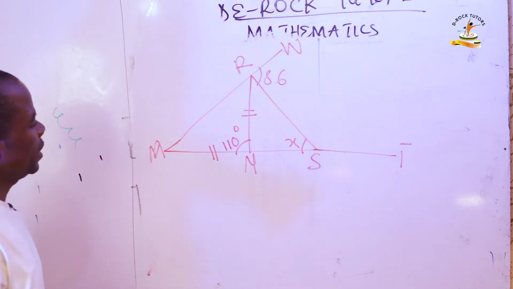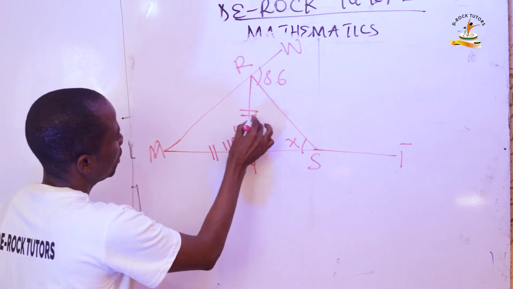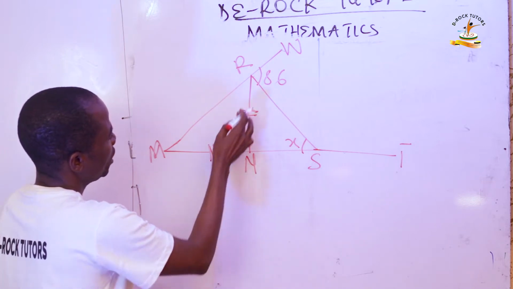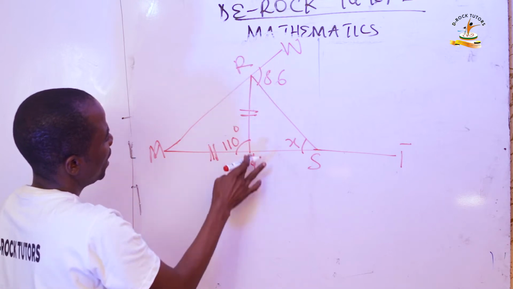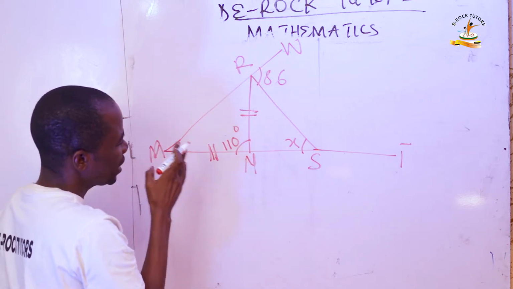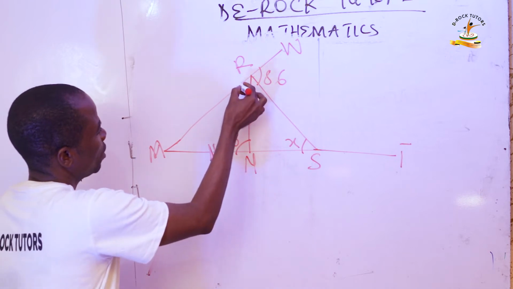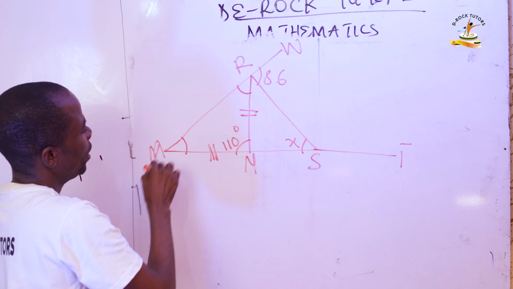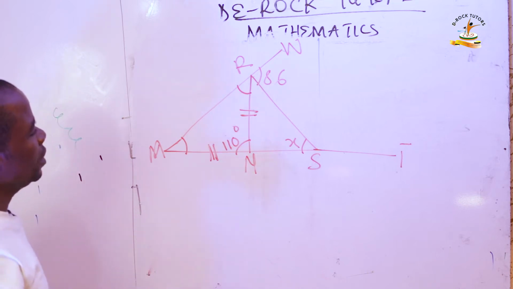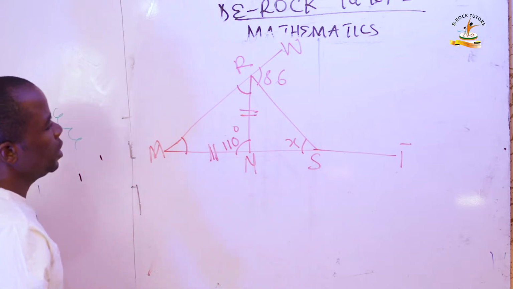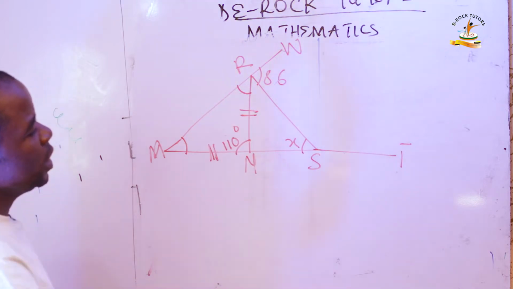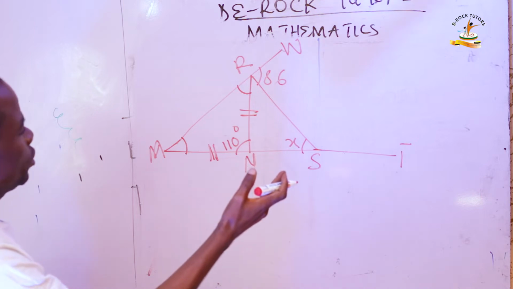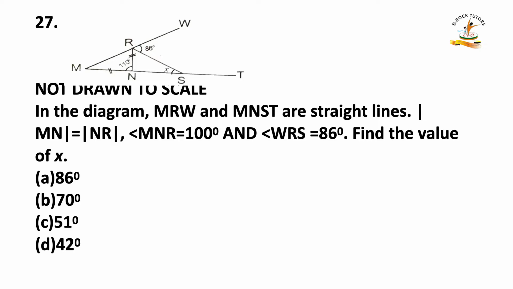So if you take a look at this, since the length here is equal to the length here, it means that this triangle RNM is an isosceles triangle. And because of that, the angle here and the angle here will be exactly the same, will be equal. Let's take a look at the question once again. Number 27 expects us to find the value of x.